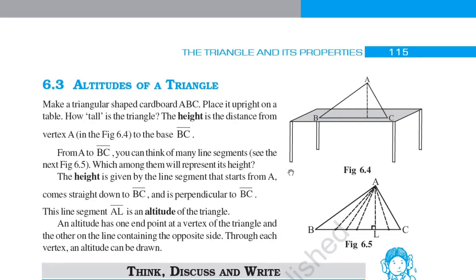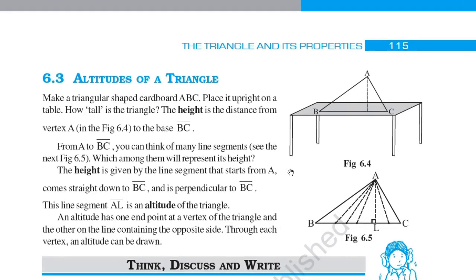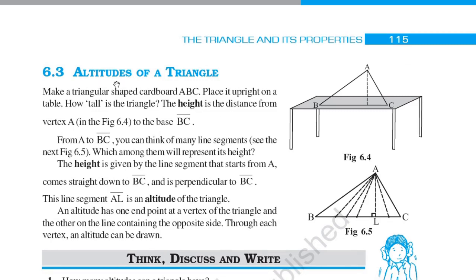6.3 altitudes of a triangle. Make a triangular shaped cardboard ABC. Place it upright on a table. How tall is the triangle? The height is the distance from the vertex A in figure 6.4 to the base BC.